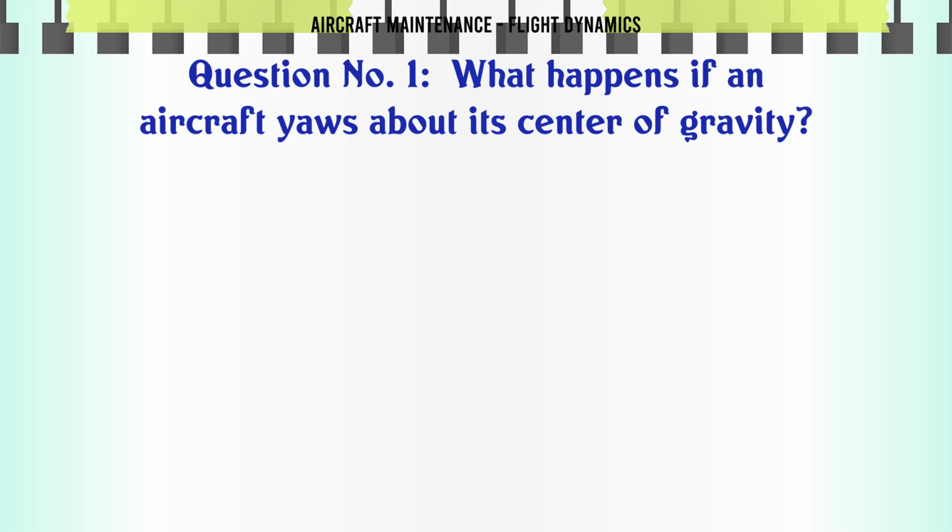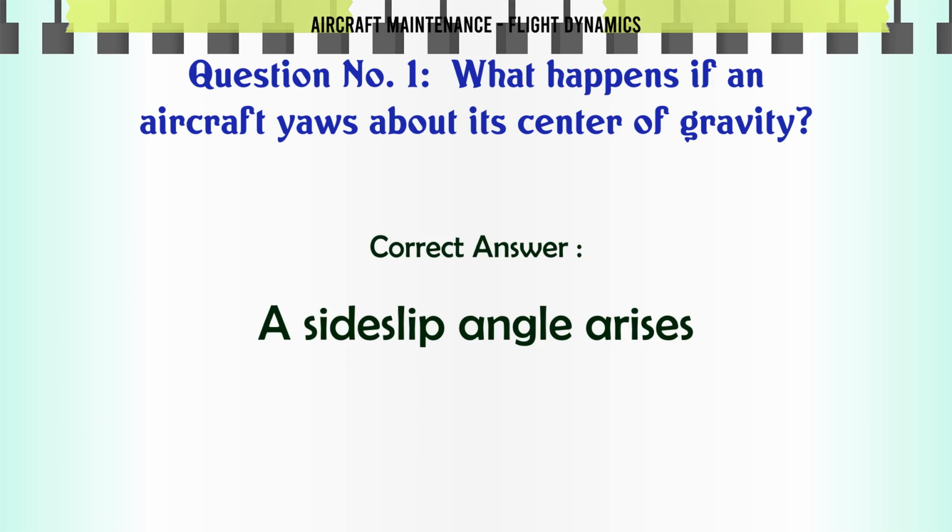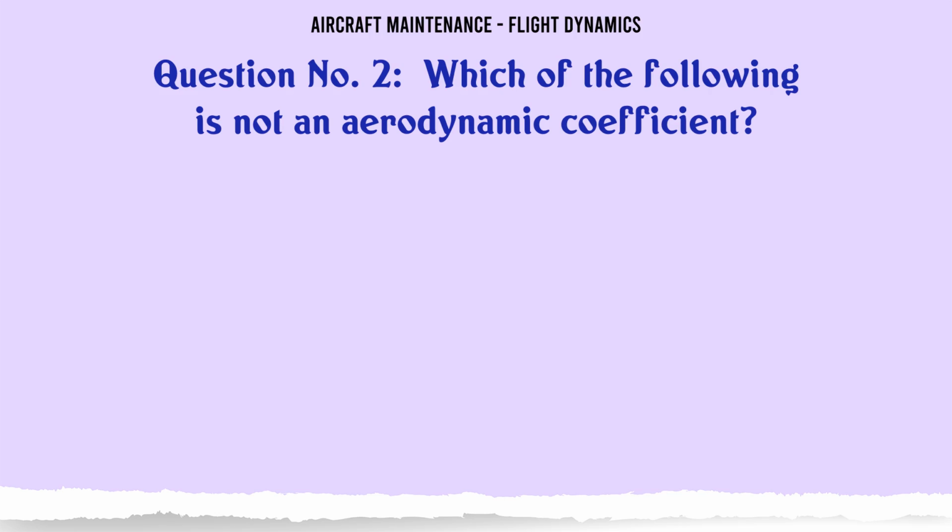What happens if an aircraft yaws about its center of gravity? A. A side slip angle arises. B. Aircraft will crash. C. Aircraft will start descending. D. Angle of attack increases. The correct answer is A. Side slip angle arises.